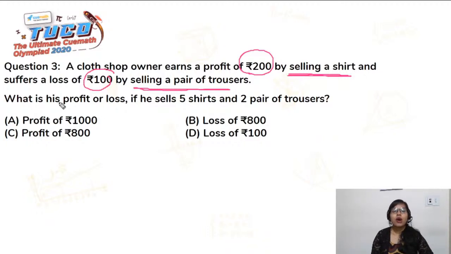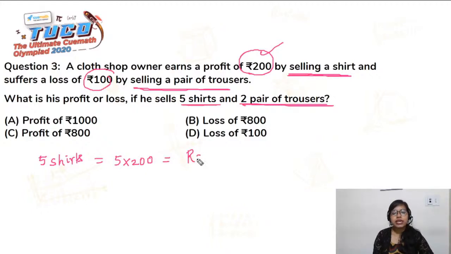Okay. Now it's being told, what is his profit or loss if he sells 5 shirts and 2 pairs of trousers. So we know that for one shirt, the profit is 200. So for 5 shirts, how much would be the profit amount? It would be 5 times 200. It's going to be rupees 1000. And we know that this rupees 1000 is nothing but the profit amount, as we are talking about the shirt.